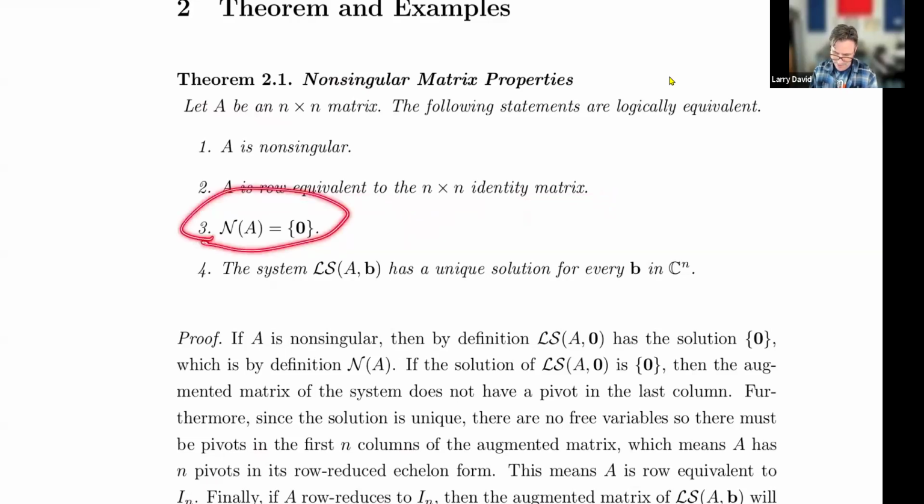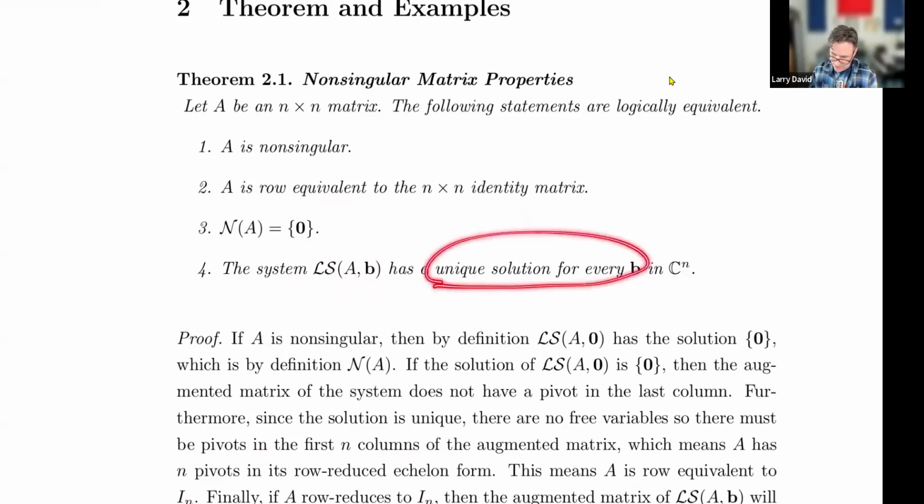The null space of A, remember this notation, that's the null space of A, is equal to the set containing the 0 vector. And the system LS(A, b), in other words, the system with A as the coefficient matrix and b as any vector in C^n, has a unique solution. It has a unique solution for every b in C^n.